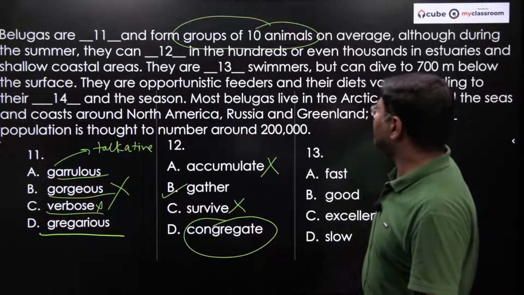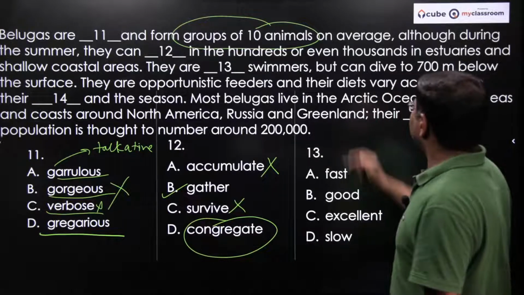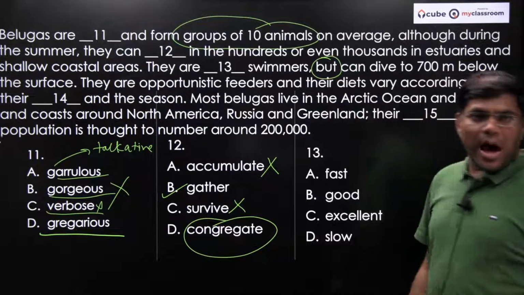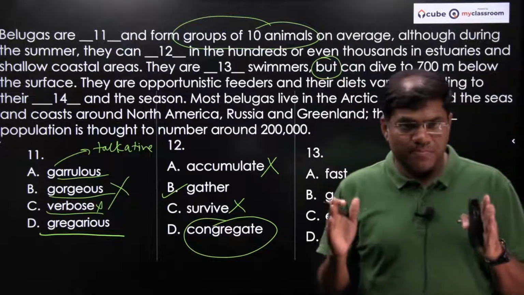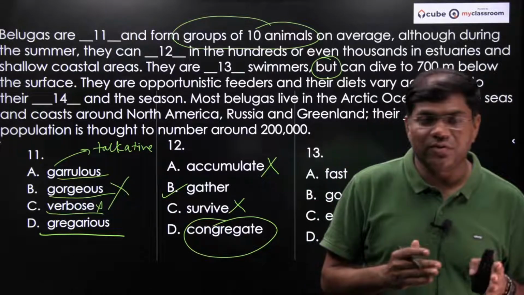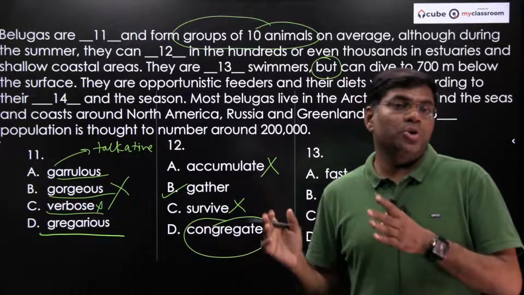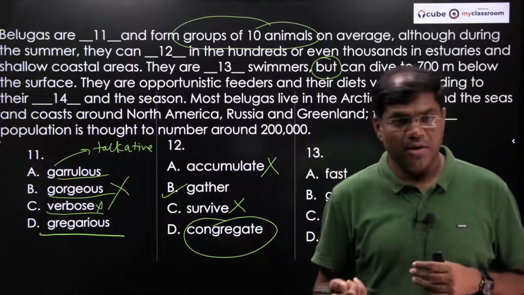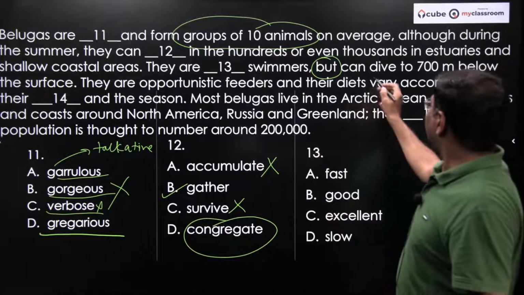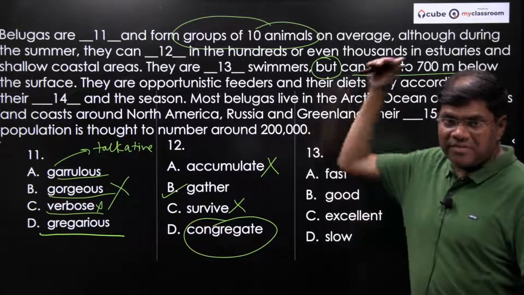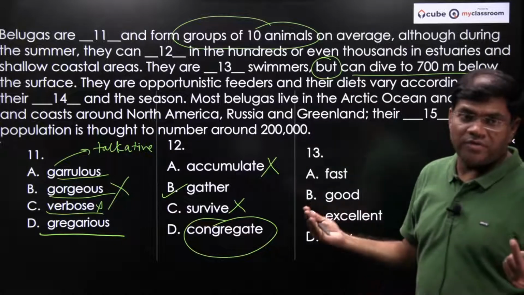They are dash swimmers, but can dive 700 meters. So when you use the word but here, it always is used for contrast. I am rich, but very unhappy. I am intelligent, but poor. So you are using but because there are two qualities which are positive and negative. So when you say that they can dive 700 meters, if someone is capable of diving 700 meters, then it's a very, very positive thing.